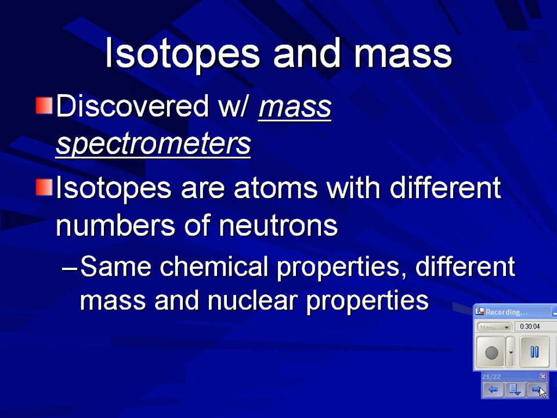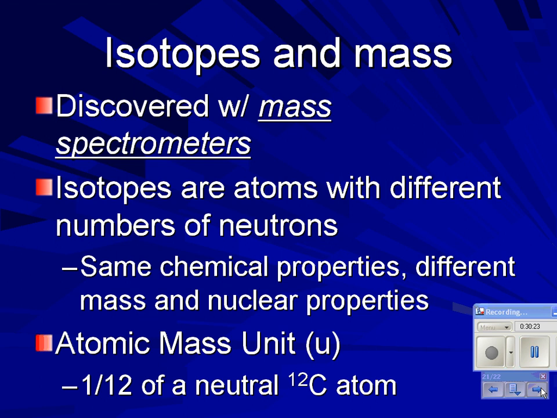Recognize that chemical properties, things you studied in chemistry, tend to happen because of the electrons. Nuclear properties happen because of what's going on in the nucleus. So when we get into nuclear physics and nuclear bombs and nuclear energy, that's happening on a nuclear level, and it's more powerful.